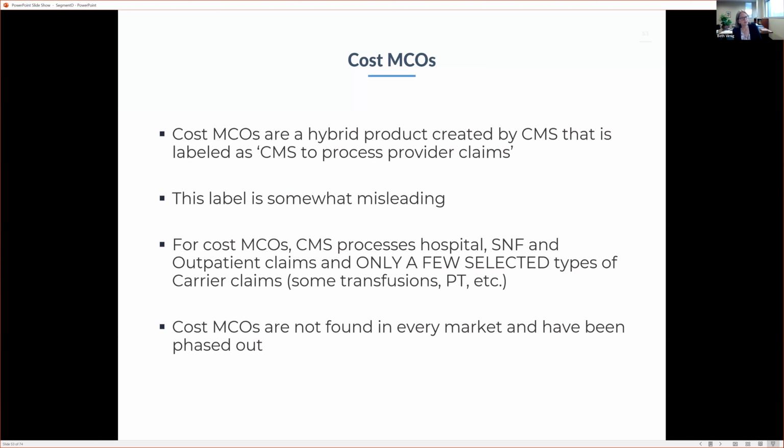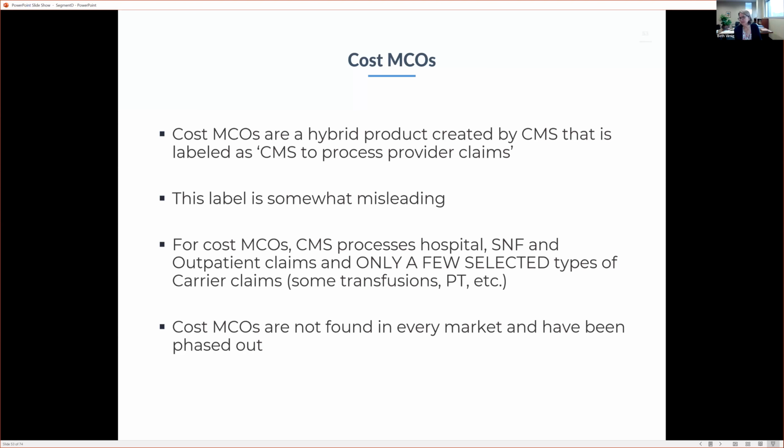So for cost managed care plans, CMS processed hospital, skilled nursing facility, outpatient claims, and some types of carrier claims. So they processed some of the stuff, but not all of the stuff. And the idea was that what they were paying the plans to do was to manage the population, to do the wellness magazines, the special services, but CMS could do the data processing more effectively.